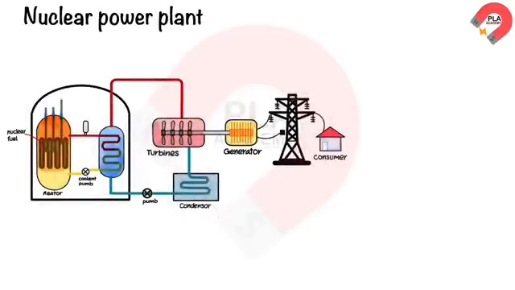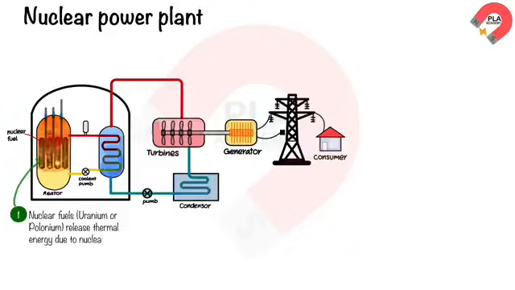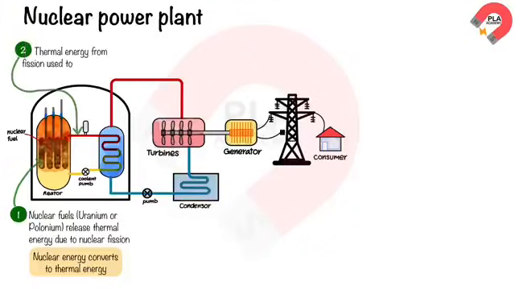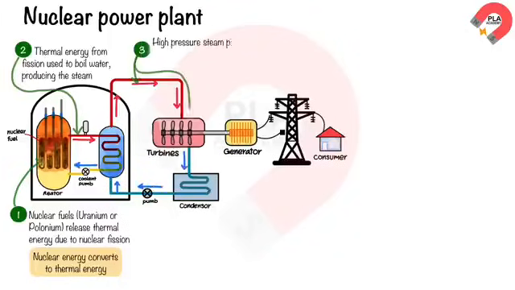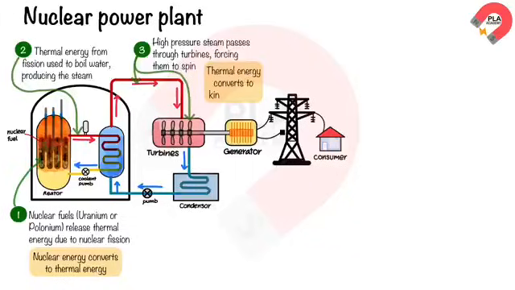Nuclear power plant. The nuclear fuels such as uranium or plutonium in the nuclear reactor release thermal energy due to nuclear fission. This converts nuclear energy to thermal energy. This thermal energy is used to boil the water, producing steam, so the thermal energy is stored in the steam. The high-pressure steam passes through the turbines and forces them to spin. This converts the thermal energy to kinetic energy, which is stored in the turbines.